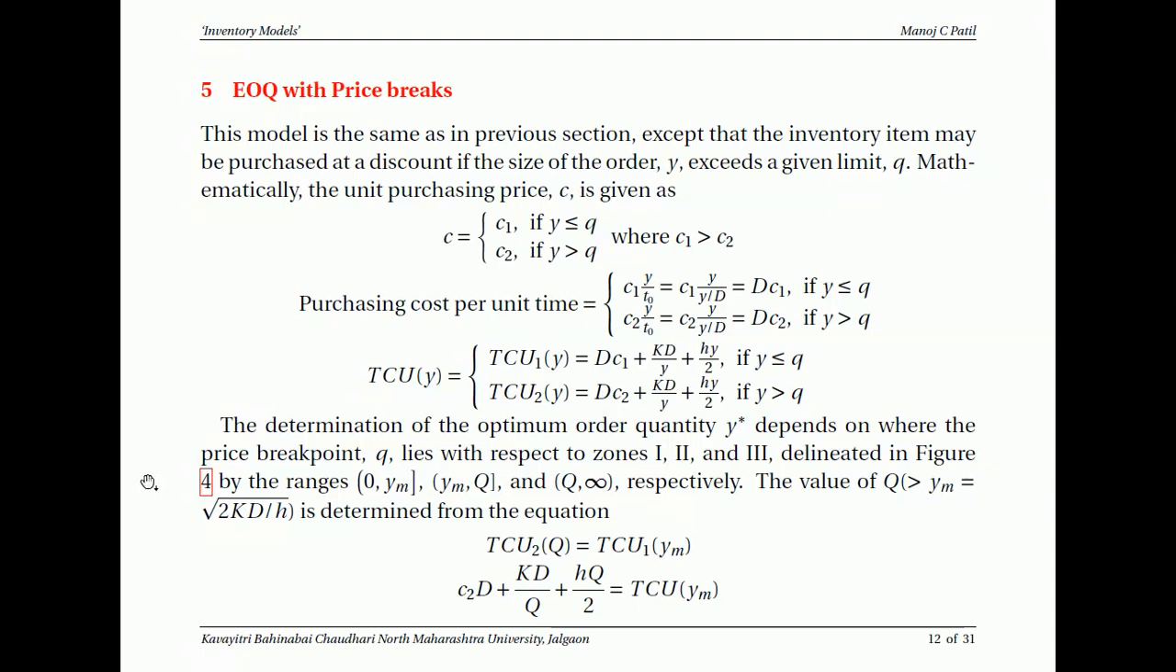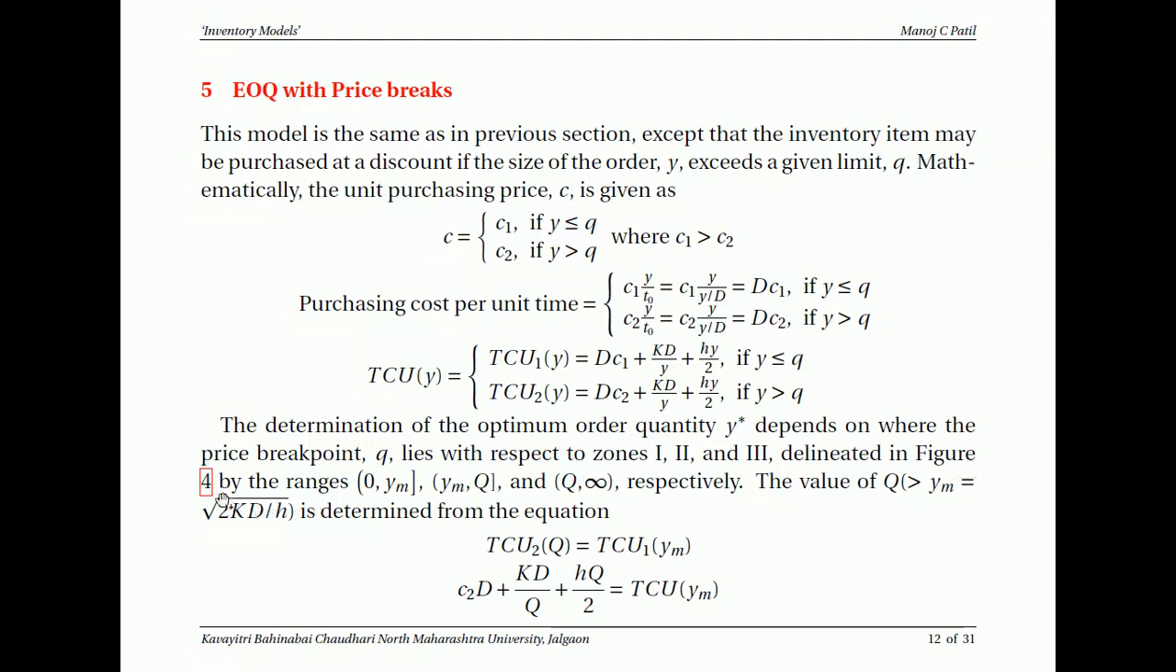Okay. For the determination of the economic order quantity, firstly we have to calculate Ym. What is Ym? Ym is equal to the square root of twice KD upon H. We have already seen that. Now by using that Ym, we have to create three zones here. Zone 1, 0 to Ym; Ym to Q, we have to find out this Q; and Q to infinity.